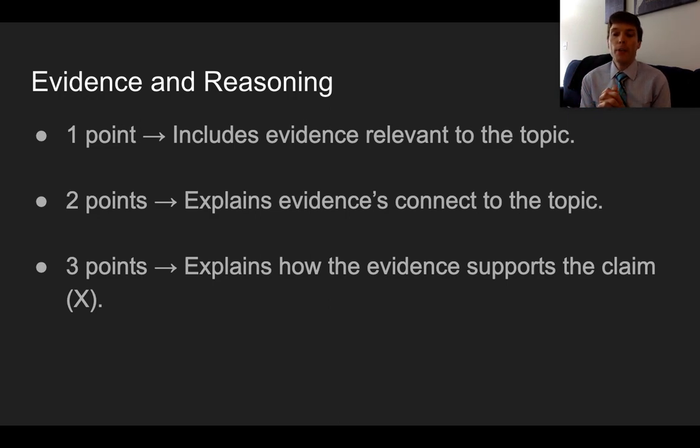Okay, these are our point values for our rubric. You get 1 point for including evidence relevant to the topic. You get a second point for explaining evidence and how it's connected to the topic. And then you get your 3 points for explaining how the evidence supports the claim.